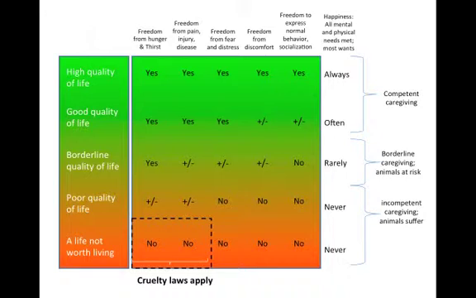And so this is a way of looking at the 5 freedoms. So let me come over here for a minute. If you look here, we have the 5 freedoms along the top, and this is a quality of life scale. You can see here you have high quality of life down to borderline quality of life, down to a life not worth living. And then we have the 5 freedoms here, and you can see that as the 5 freedoms start to drop out, we say, well, here, happiness, all mental and physical needs met. This is competent caregiving up here, where either always or often the animal's needs are met. If they're rarely met, this is where we start to get into borderline caregiving. And at this point is where the animals are at risk.